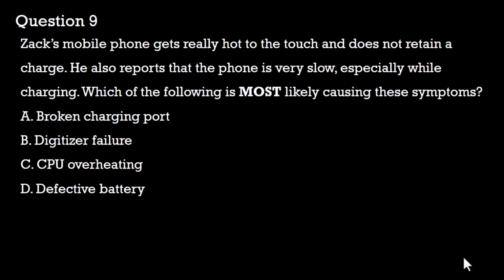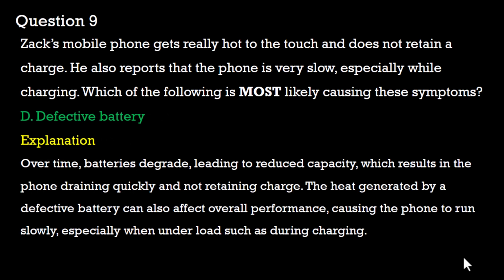A defective battery can cause a mobile phone to overheat during use or even during charging. This is because over time, batteries degrade, leading to a reduced capacity, and this can result in the phone draining quickly as well as not retaining charge. The heat that is generated by a defective battery can also affect the overall performance of the phone. So it can cause the phone to run slowly, especially when it is under a heavy load, such as during charging.